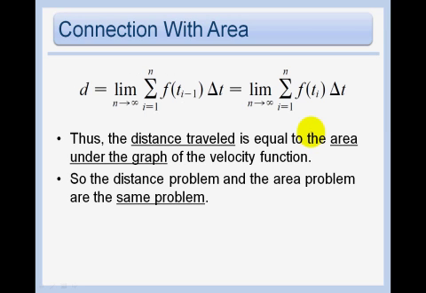So finally, we can just denote this all as the distance is the same thing we were talking about before. It's just the area under the velocity curve. The distance traveled is equal to the area under the graph of the velocity function. So the distance problem and the area problem are just the same problem. And that's it for this lesson.